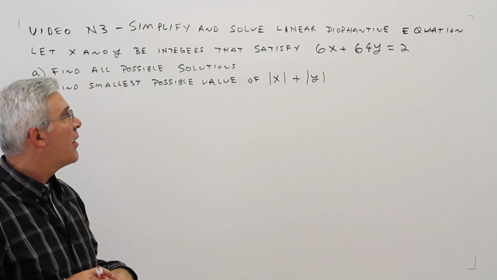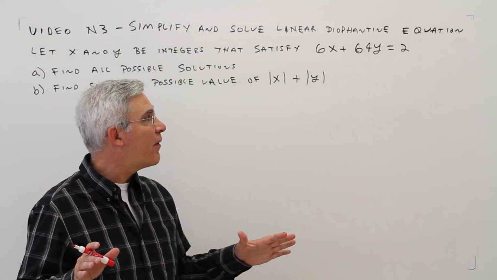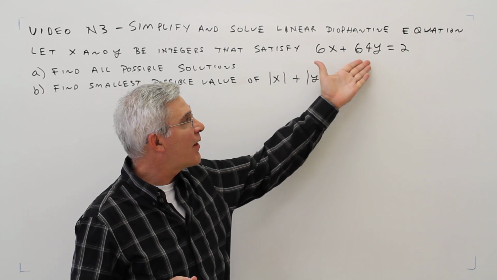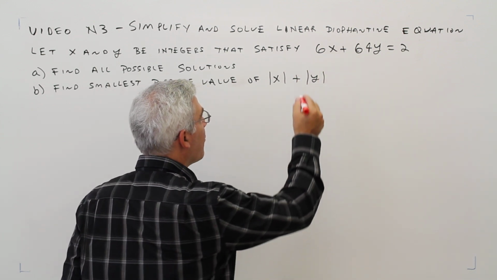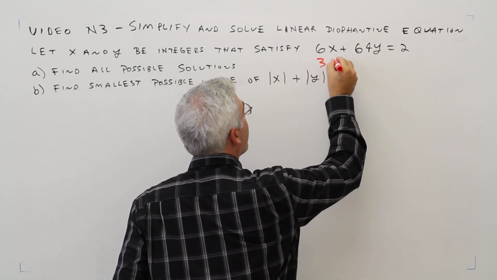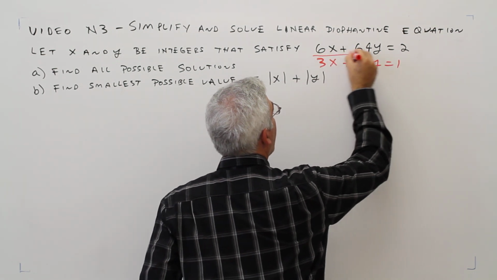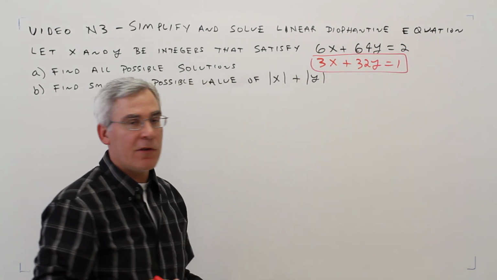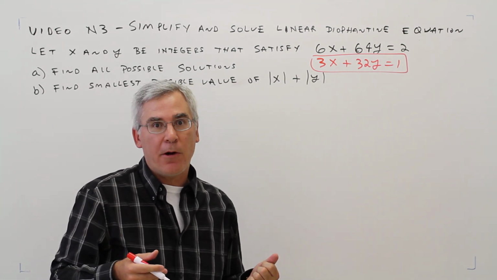All right, so just so you know, it's the same algebra concepts as before. If I've got 6x plus 64y equals 2, I can reduce each side and really make that become 3x plus 32y equals 1. So let's just use that as our simplified problem and go from there.